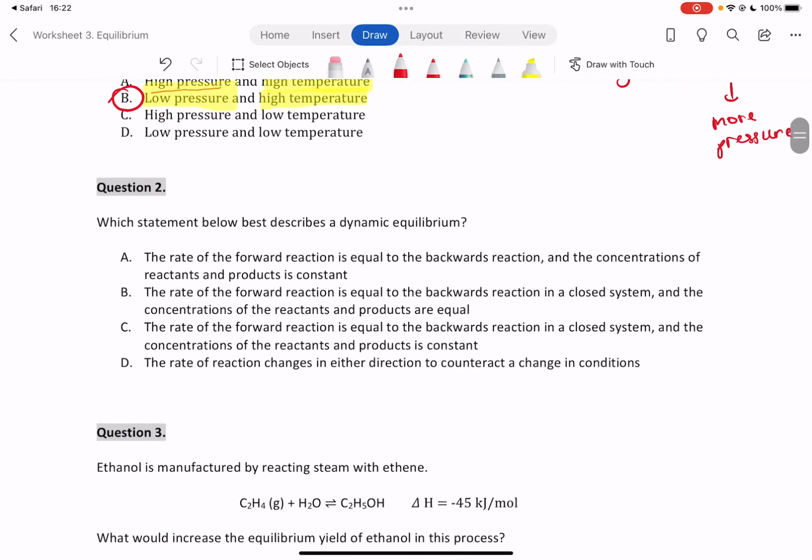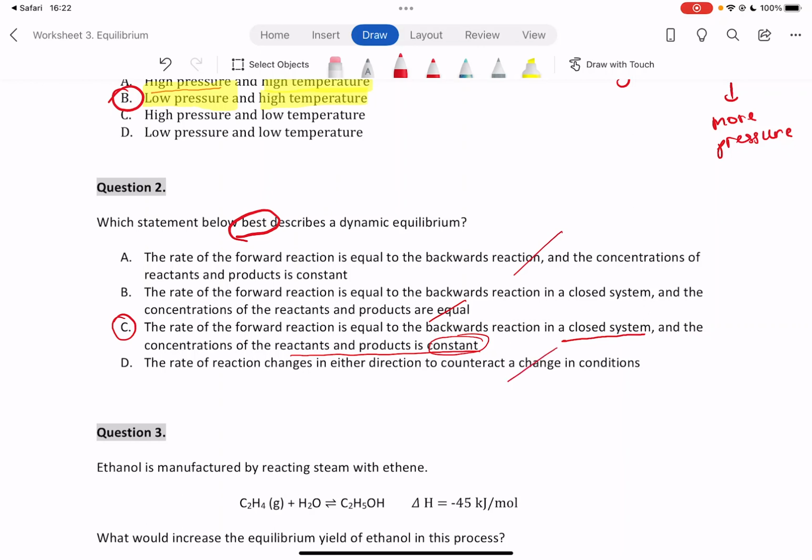Second question, which statement below best describes the dynamic equilibrium? We need to make sure that we are carefully checking the questions. The answer is C. Why? Because it specifically mentions a closed system, and it says that the reactants or products are constant. In the other options, it's not equal, there is no closed system, and there is a changing condition.